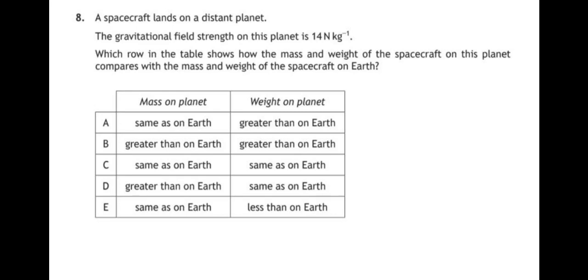So, mass has to do with the amount of matter inside of an object. The spacecraft will have contained a certain amount of matter on Earth. When it gets to this unknown planet, it will have the same matter in it, therefore its mass will be the same. Its weight, though, because the gravitational field strength on this planet is 14 newtons per kilogram, that is greater than the gravitational field strength on Earth, which is 9.8 newtons per kilogram. Therefore, its weight on this planet will be greater. So, mass is the same, weight is greater. Answer A.